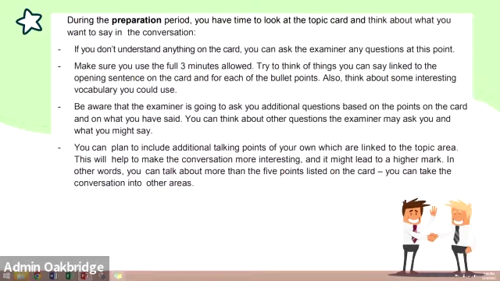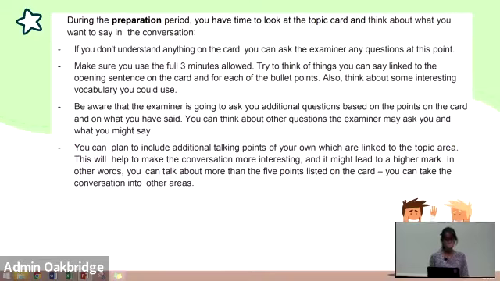However, remember, questions can only be asked in Part C. In Part D, once the assessed conversation has begun, you are not allowed to ask any question. Part D is fully based on the conversation only, no questions. Please remember this. Number 2, make sure you use the full 3 minutes allowed. The preparation period is 2 to 3 minutes, so you must use the time given.